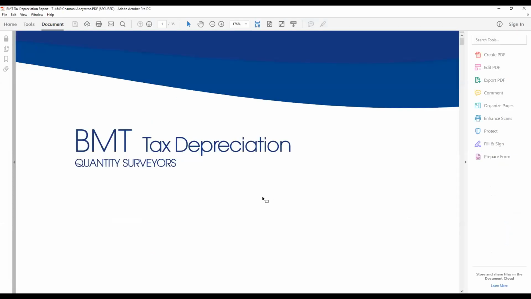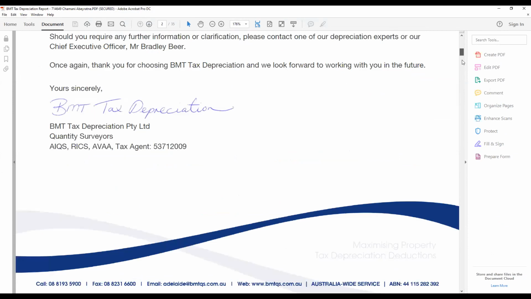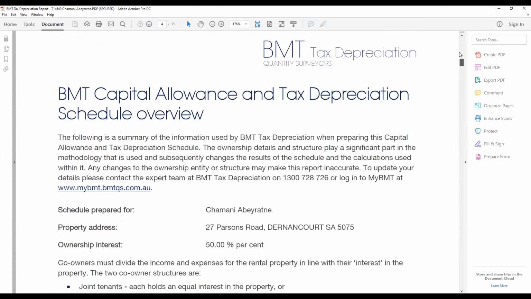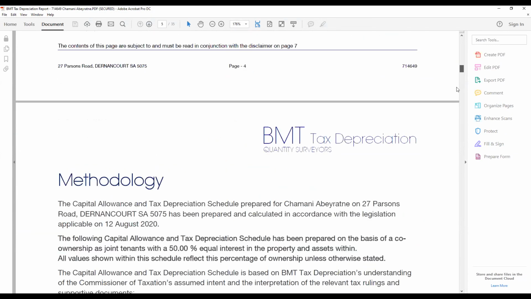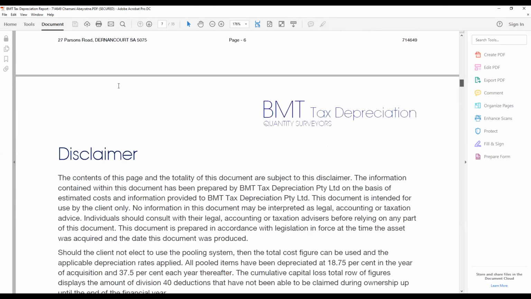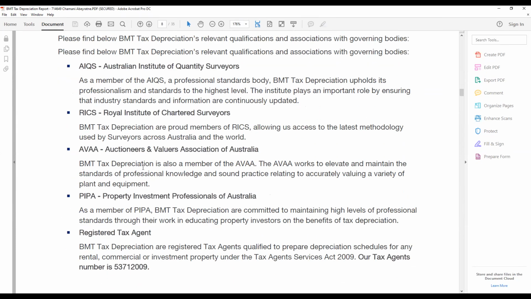If you can see here, BMT Tax Depreciation. This is a bigger company. They are quantity surveyors, approved by the ATO. You can see what they're writing here. I can show you their profile quickly somewhere. Yeah, you can see they are quantity surveyors approved by the tax office. They are tax agents and all the rest. So they are registered tax agents. Their number is this, and all the information is here.